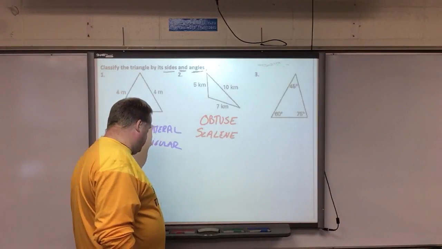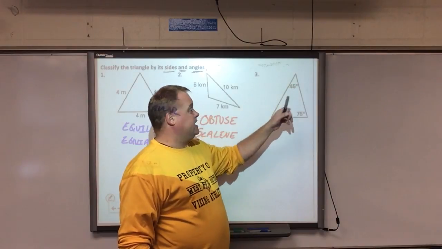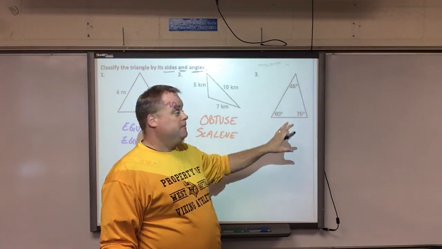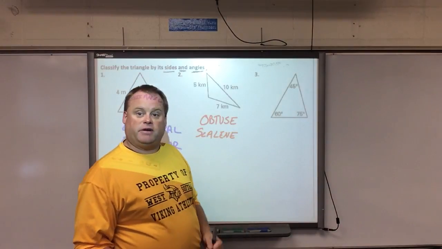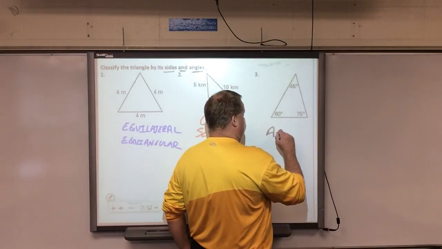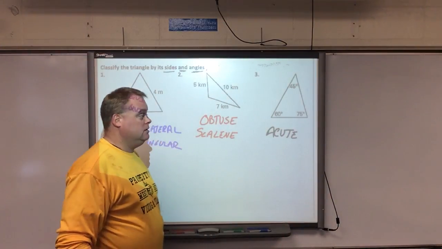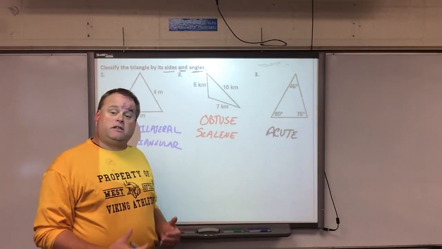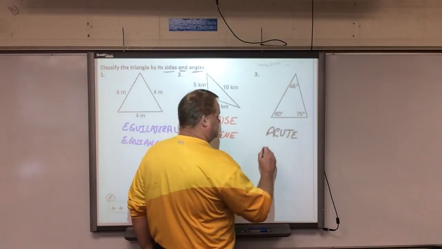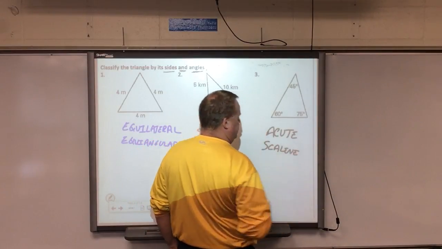Well, the first thing I notice about this is all three angles. I'm not given the sides at all, I'm just given angles. Well, none of the angles are above 90 degrees. They're all less than. So this is an acute triangle. Every angle less than 90. And then none of the sides are going to match because none of the angles match. So this is also going to be a scalene.